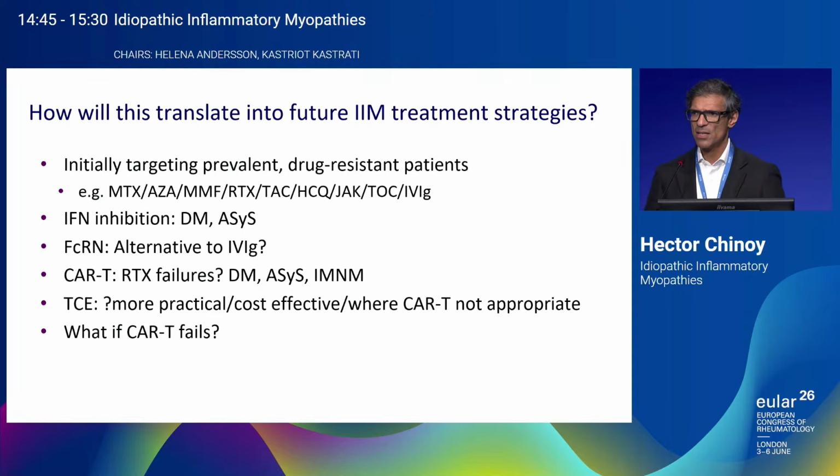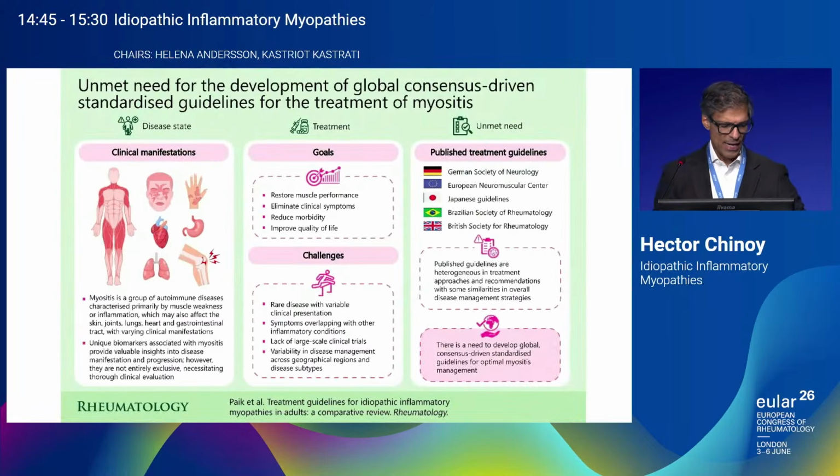What about CAR-T? Will we be using these in our rituximab failures, presumably in antibody-positive patients? And will it become practically easier to administer this type of treatment in the future? T-cell engagers may prove to be a more practical, cost-effective route where CAR-T is not appropriate. So there are unmet needs, and it's important we do an MDT approach.